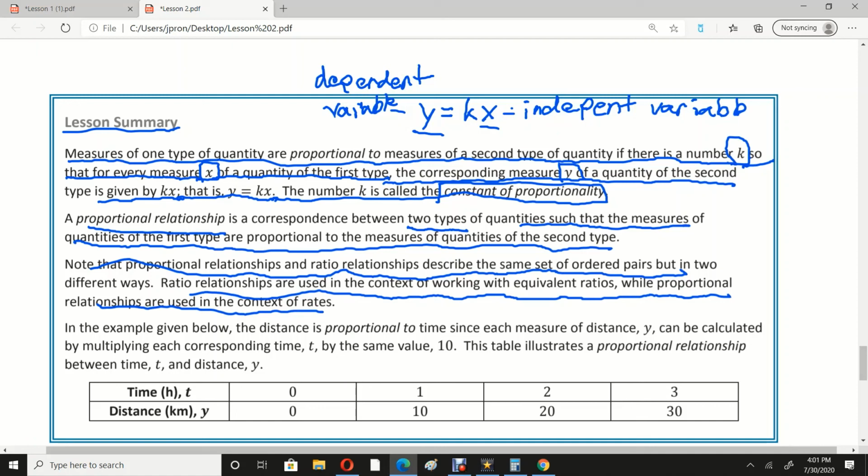In the example given below, the distance is proportional to time, since the measure of distance, y, can be calculated by multiplying each corresponding time, t, with the same value, 10. Right, so we multiply 0 times 10, we get 0, 1 times 10, we get 10, 2 times 10, we get 20, 3 times 10, we get 30. So those are proportional. Fantastic. All right.